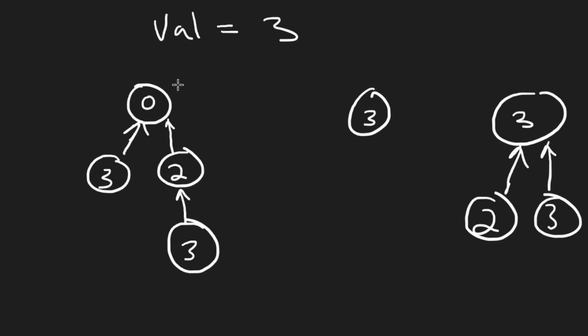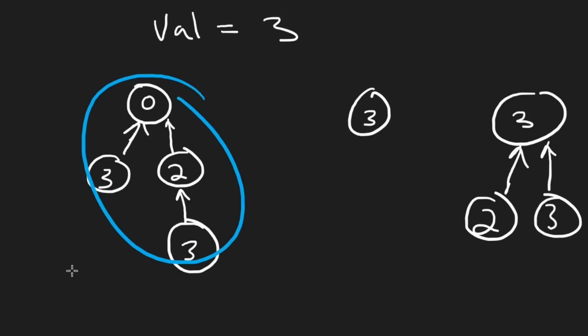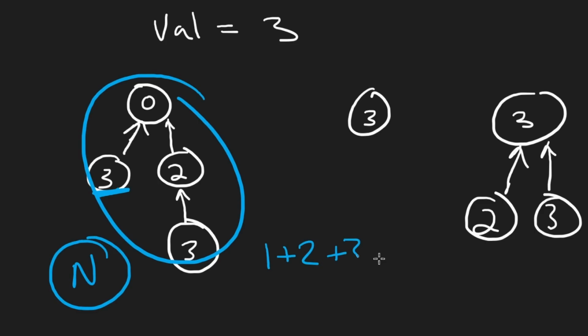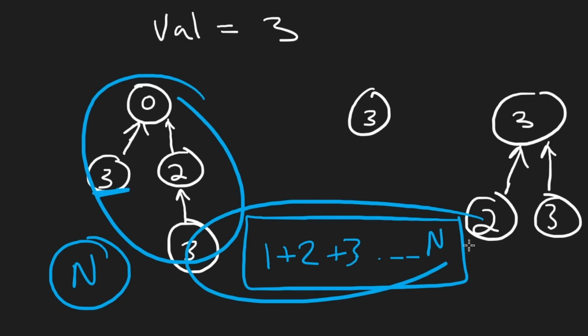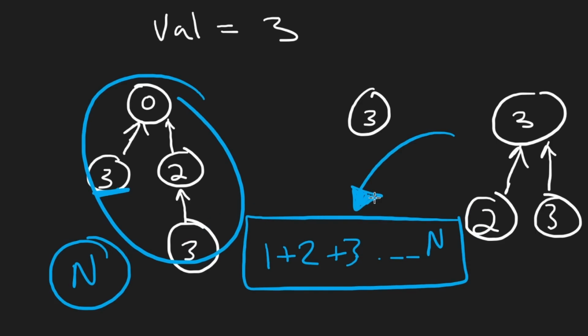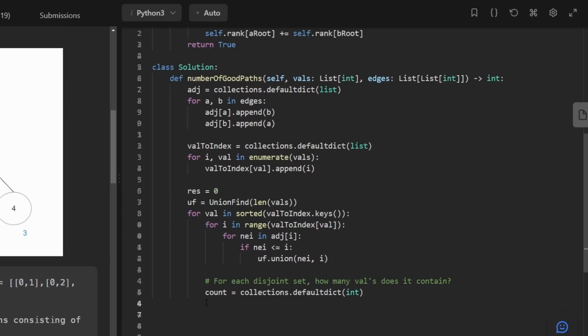So to wrap this up, mathematically, if this disjoint set had n 3s in it, or whatever unique value we care about, then how many good paths does it have? Well, 1 plus 2 plus 3, all the way up until n good paths. That's the algorithm generally. Now let's finish up the code. So now to finish this up, since we don't have direct access to every single disjoint set, what we're actually going to do is go through every node with this particular value.